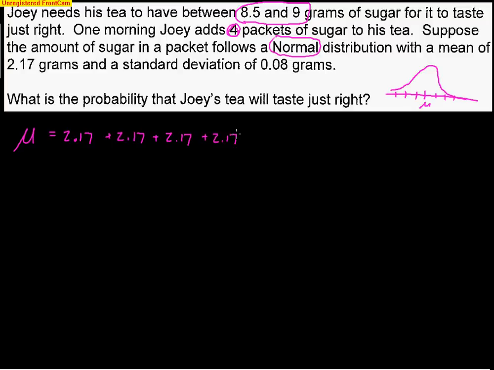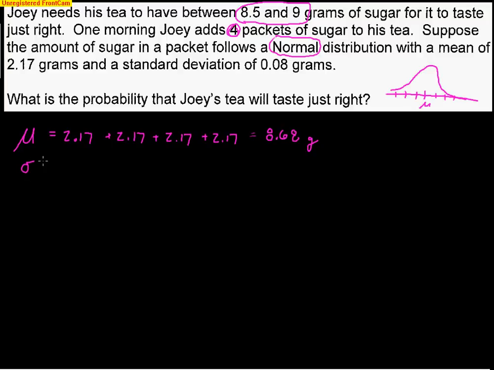Once again, I know you can easily multiply, and I don't have a problem with that, but I just want you to understand the idea is that there are actually 4 things going on here. And if you multiply or add, you get a grand total of 8.68 grams of sugar. So if we got the average, we would certainly be happy because we would be between 8.5 and 9 grams of sugar for his coffee to taste just right. Sorry, tea, not coffee.